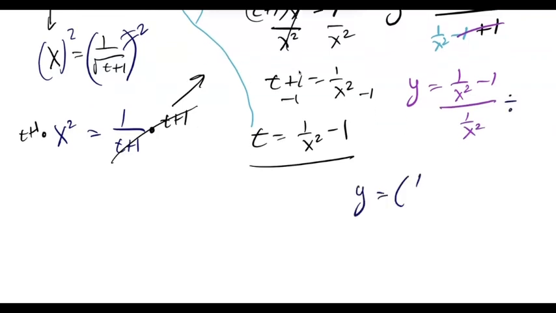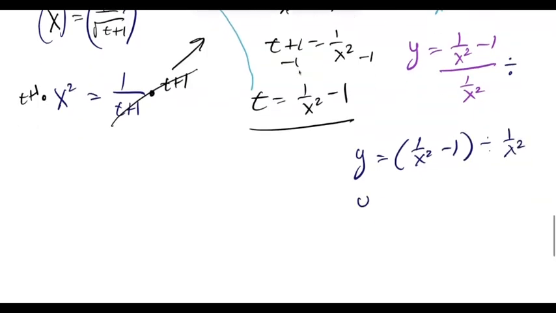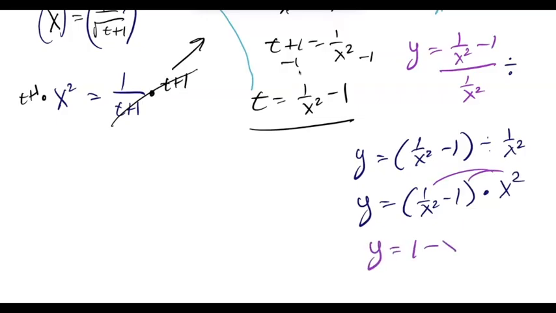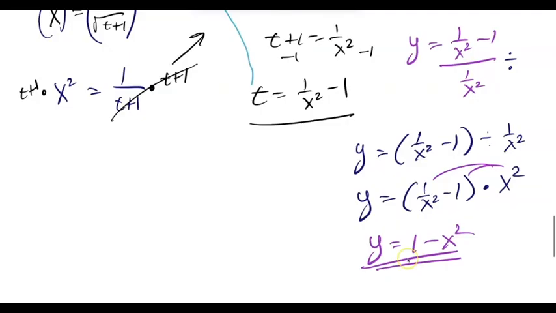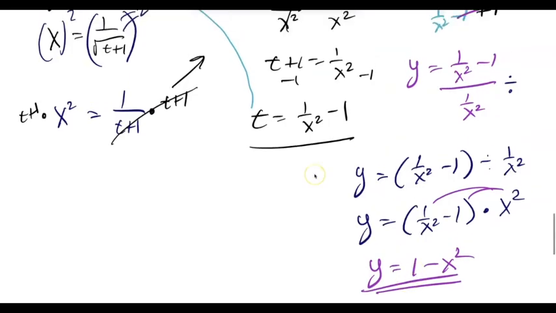Alright, so divide: 1 over x squared minus 1 divided by 1 over x squared. When you divide by a fraction, you just multiply by the reciprocal. So really, we have this times the reciprocal of that, which is x squared. And then we distribute. X squared will cancel out. We get y equals 1 minus x squared. So that's the same graph with the parameter eliminated. Graphing this is the same thing as graphing that in rectangular, just without the motion. That's how you eliminate a parameter.